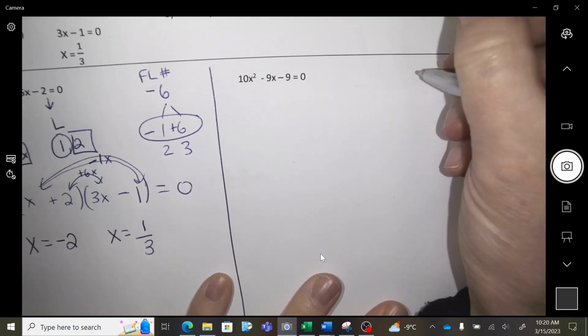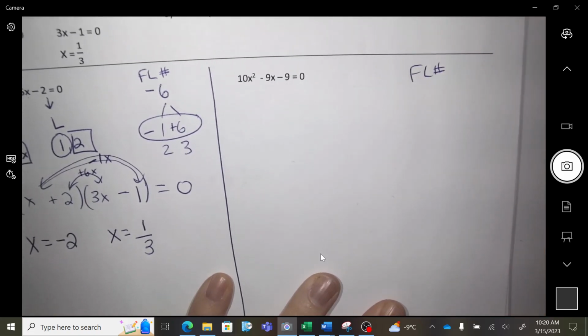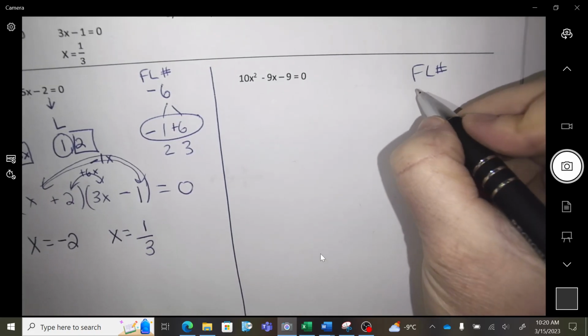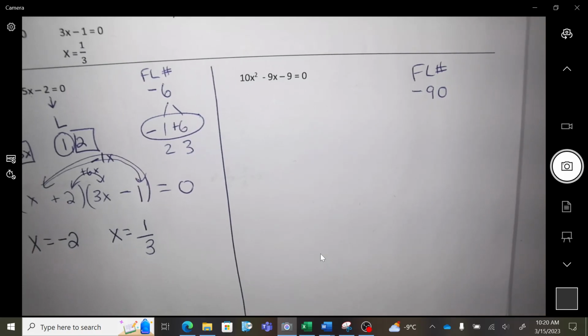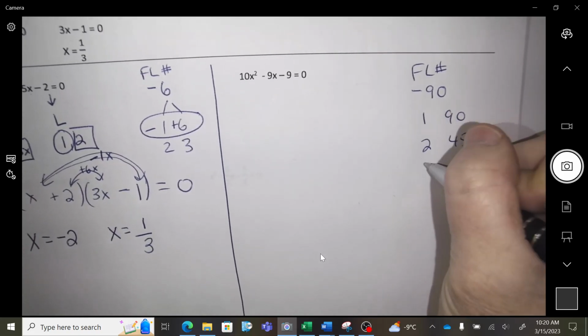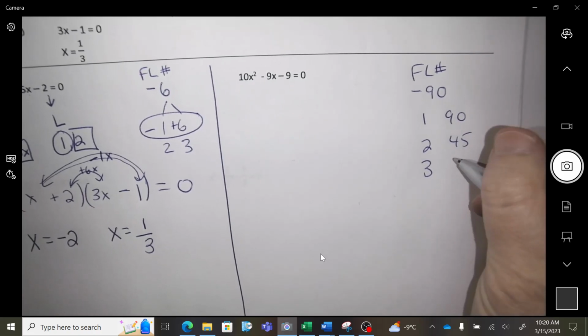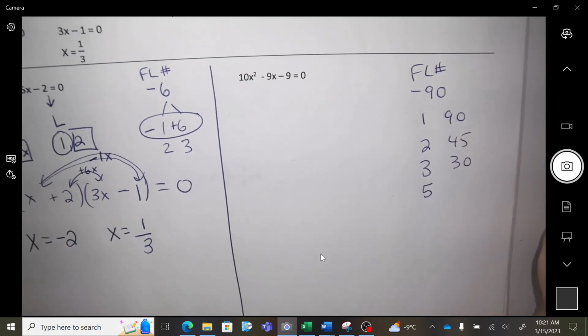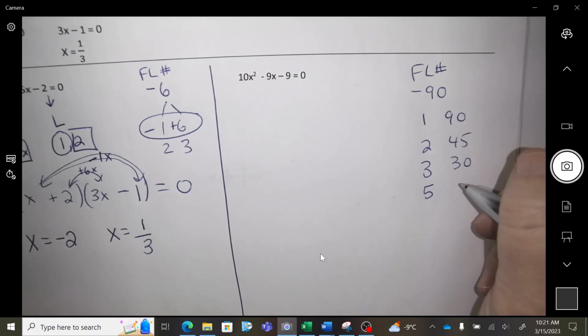Okay, next number, how we start. So the first times the last makes -90. So 1 and 90 is a possibility. 2 times 45. 3 times 30. It is not divisible by 4. It is divisible by 5 times 18.